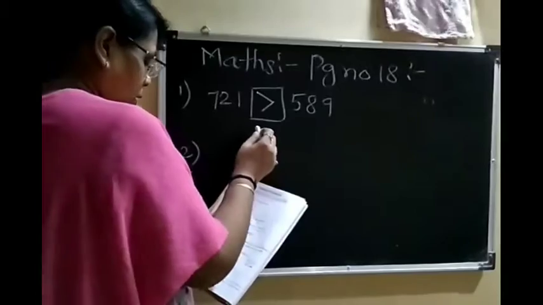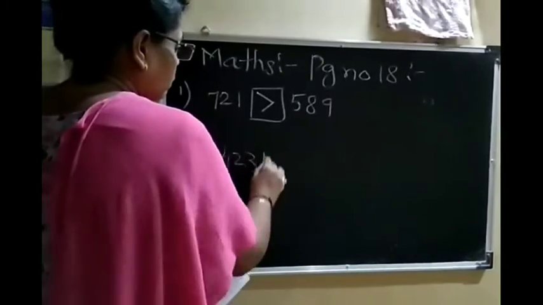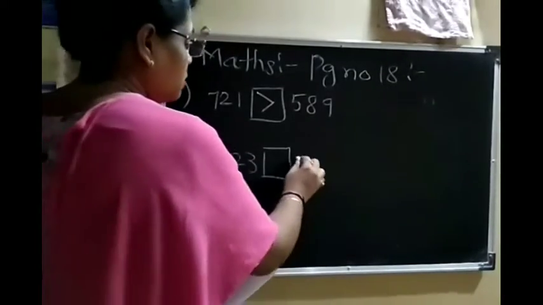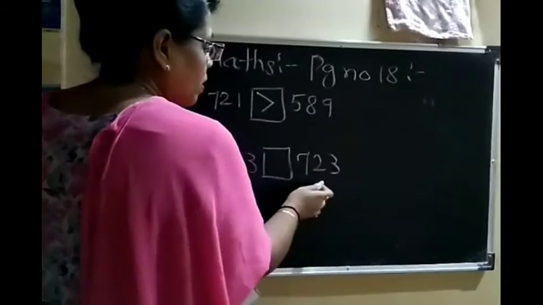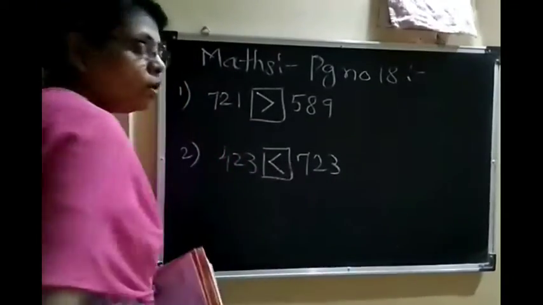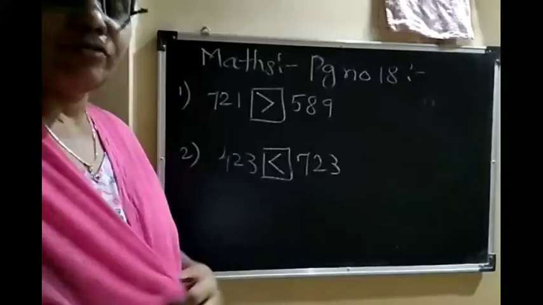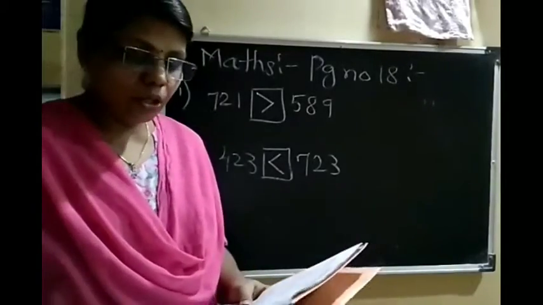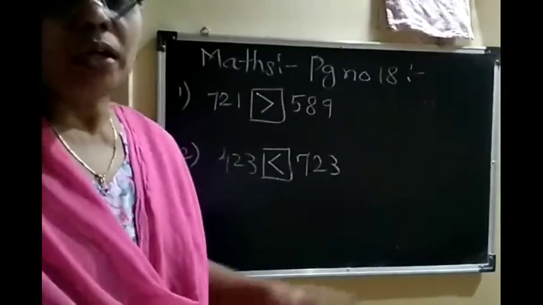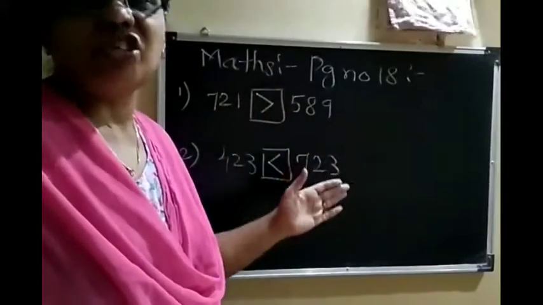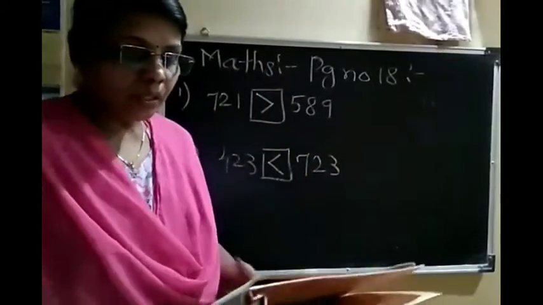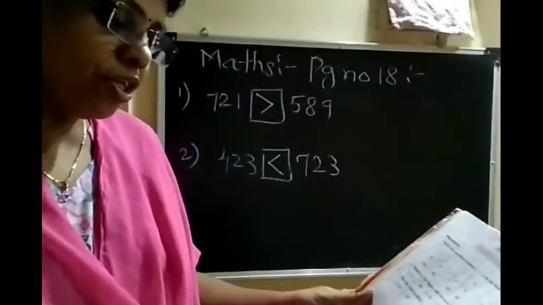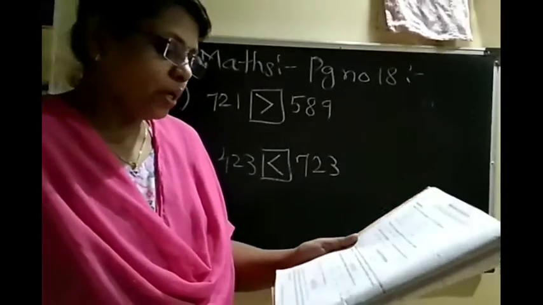Second one, again 423 and here 723. Obviously 723 is bigger than 423, so this symbol you have to use. The remaining you have to do as homework. Same procedure you have to use. Then comes here, which is the bigger and smaller of the two? Read the following.